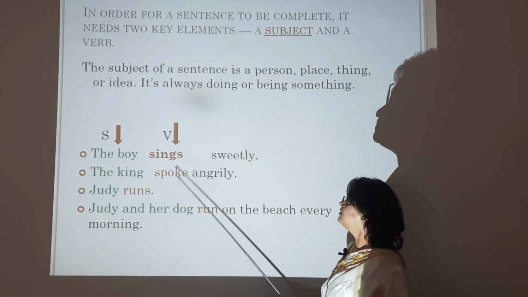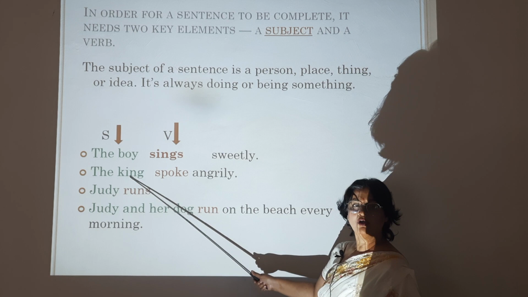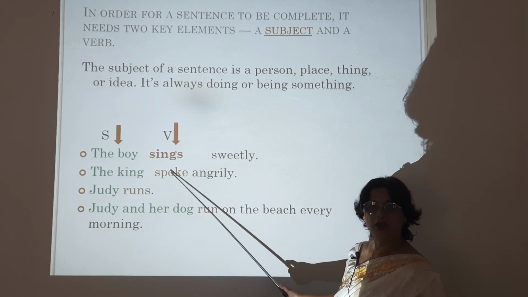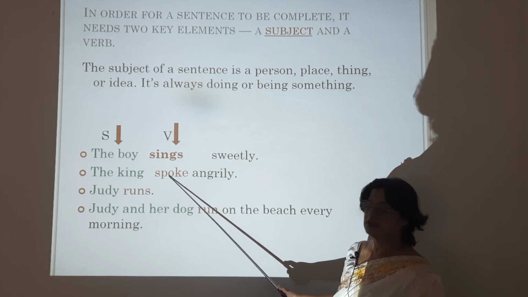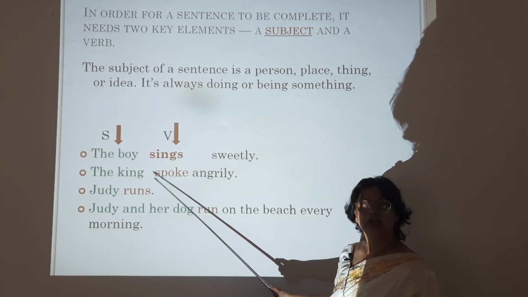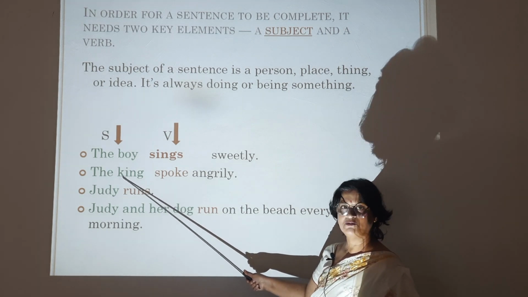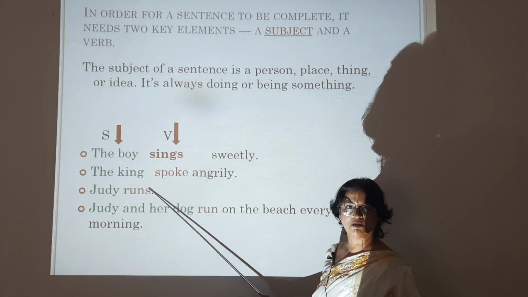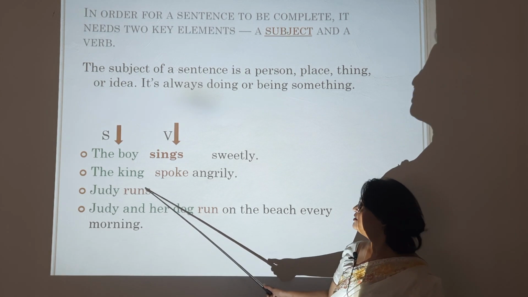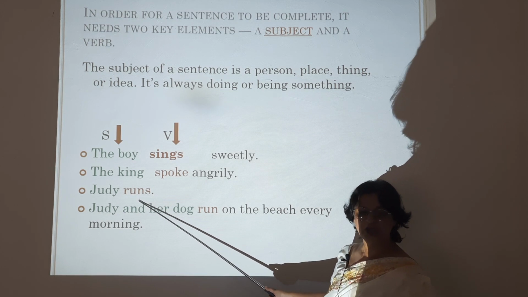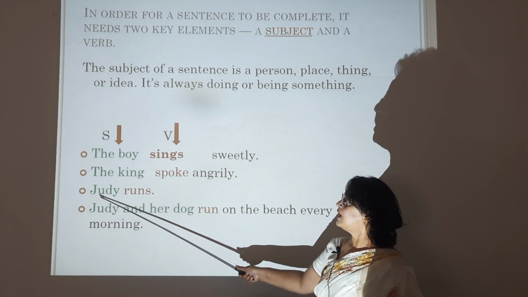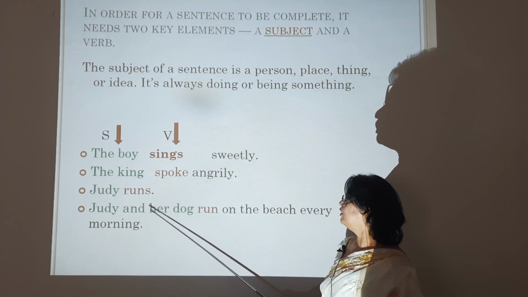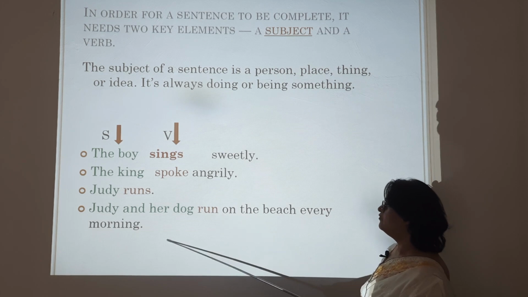Similarly, the king spoke angrily. Here you know the king spoke. Spoke is what? A verb. You ask, who spoke? The king spoke. So the king is the subject, spoke is the verb. Look at this: Judy runs. Who runs? Runs is the verb. You question who runs and then you get the answer Judy. Judy is the subject. Similarly, Judy and her dog run on the beach every morning.